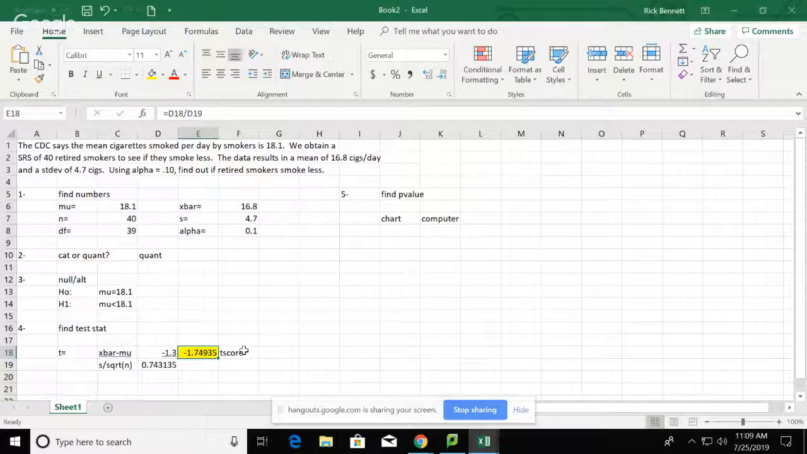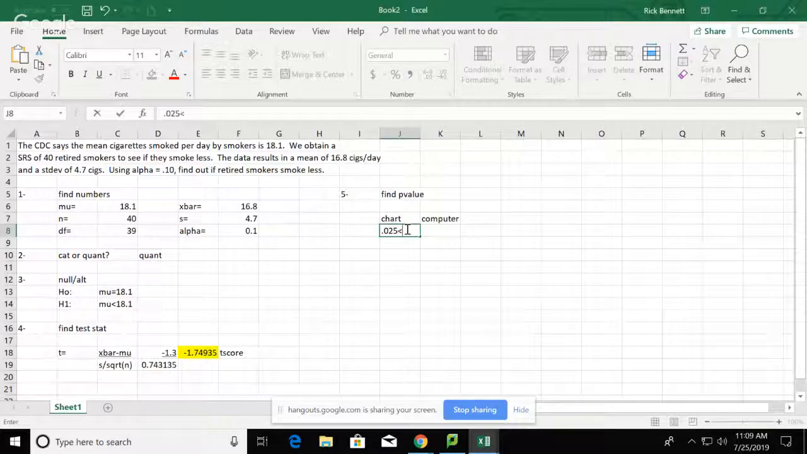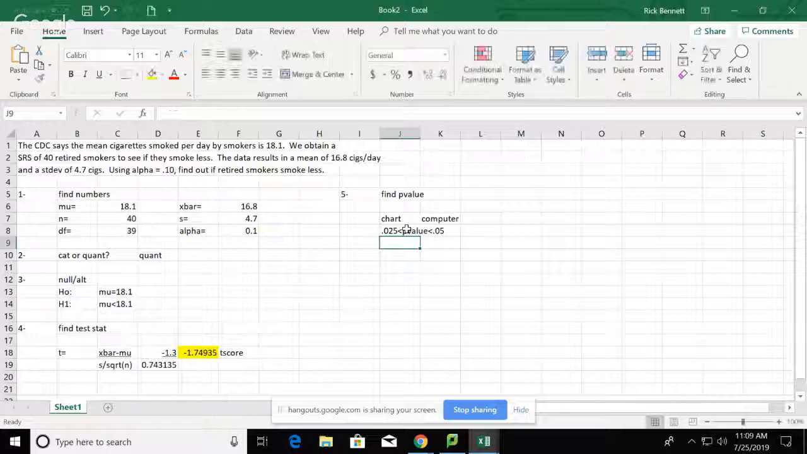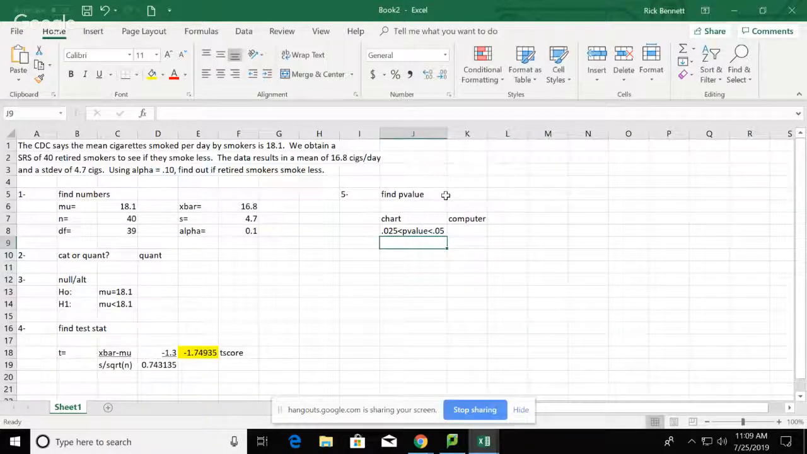So if you're using the chart, 0.025 is less than p-value, which is less than 0.05. So if you're using the chart, you cannot get an exact p-value. It's impossible. All you can say is your p-value is between 0.025 and 0.05.